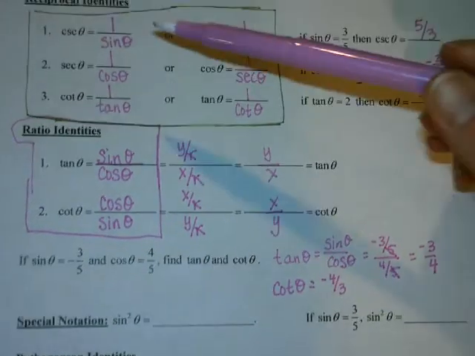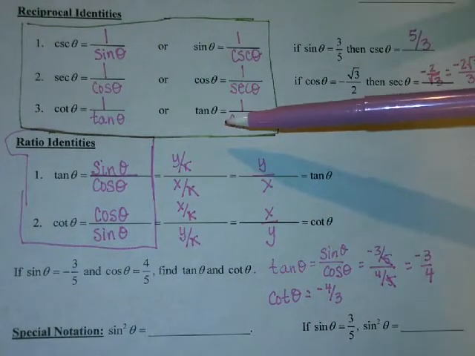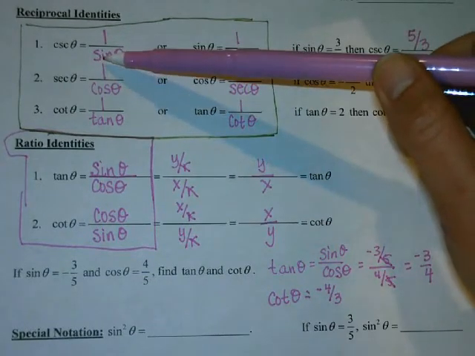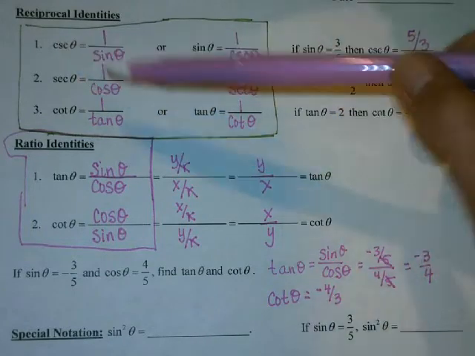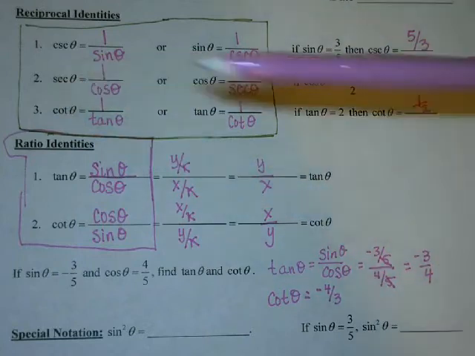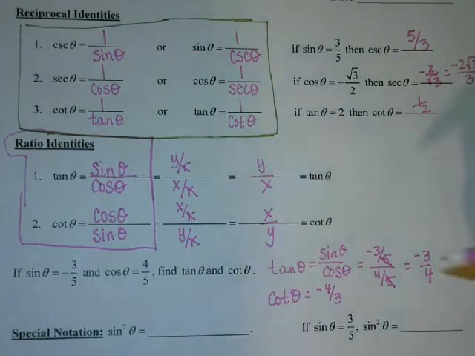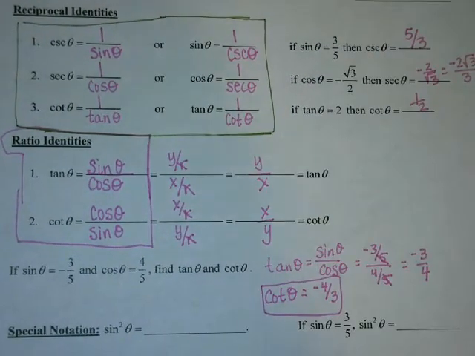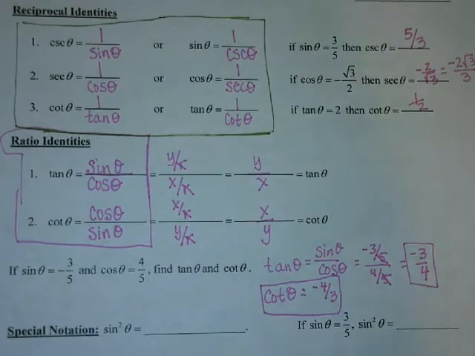Up here at the top, I probably should mention how I memorized that too. Tangent and cotangent aren't too bad. Those seem to make sense. But sine starts with an S, and its reciprocal starts with a C. Cosine starts with a C, and its reciprocal starts with an S. So that kind of helps me remember, okay, I've got to flip there. All right, so back down to this one. Cotangent was negative 4/3. Tangent, negative 3/4.